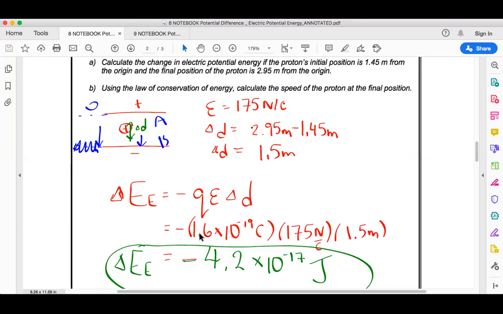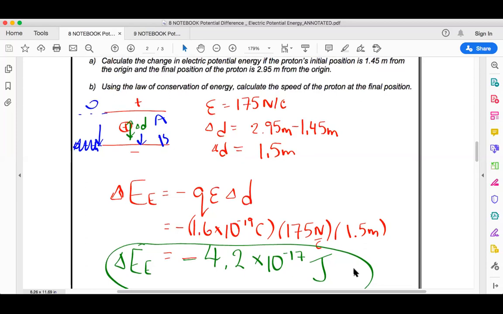Oh, I guess I've written here that this must be the origin, because our origin and a final position. Yeah, so this is the origin. So we're actually moving closer towards the negative plate, which is why we get, so this is like the ball dropping naturally. We've got a negative 4.2 times 10 to the minus 17 joules.